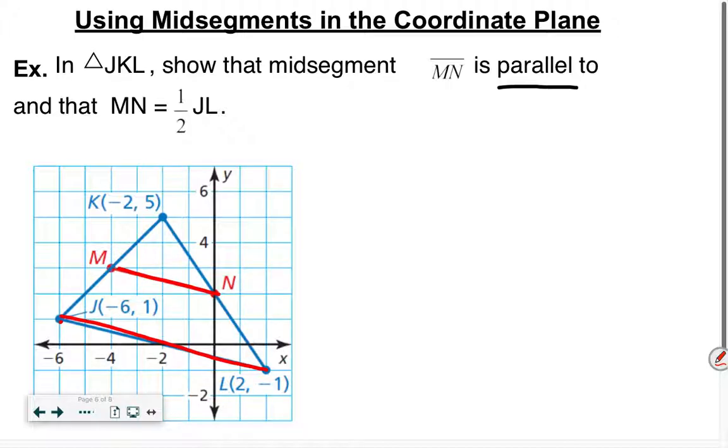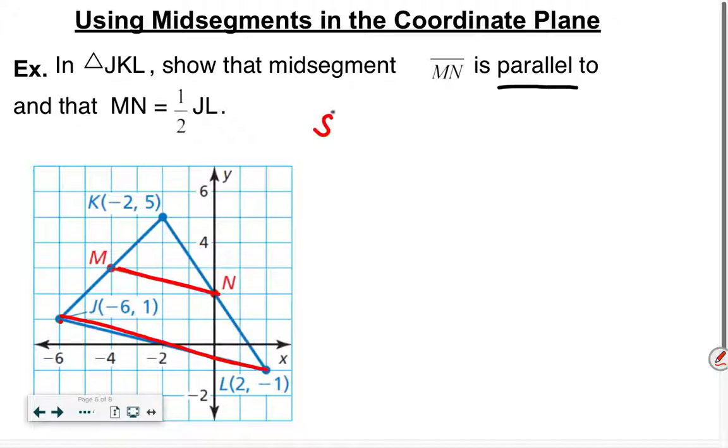Well, parallel lines, what's true about the slopes of parallel lines? Who can raise their hand and tell me? True about the slopes of parallel lines, Michaela? Very good, they're the same. So if I can just show and prove that the slopes are exactly the same, I will have proven that they are parallel to each other.